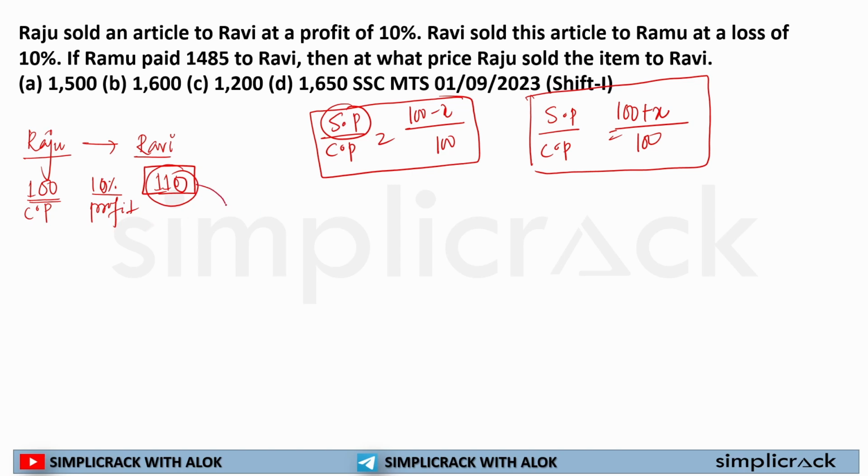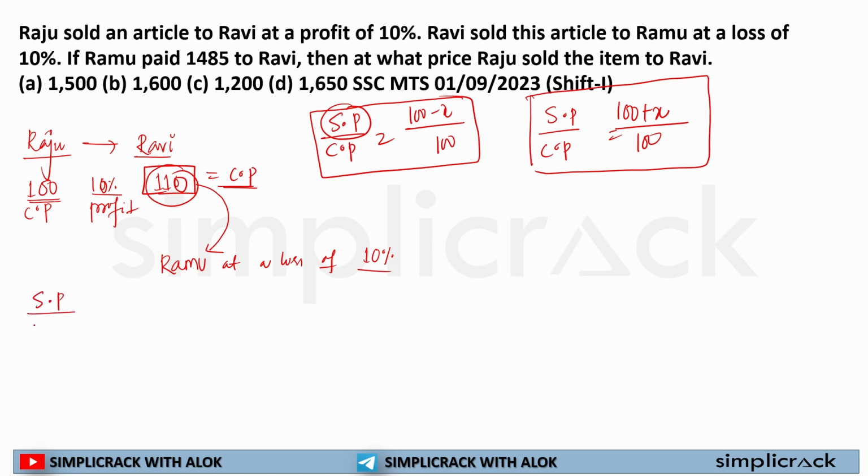Now Ravi is selling this to Ramu at a loss of 10%. If I say 10% loss, this is now my new cost price, because this was the cost that Ravi paid to purchase that article. Now Ravi is selling that article at 10% loss. So what is my sales price?